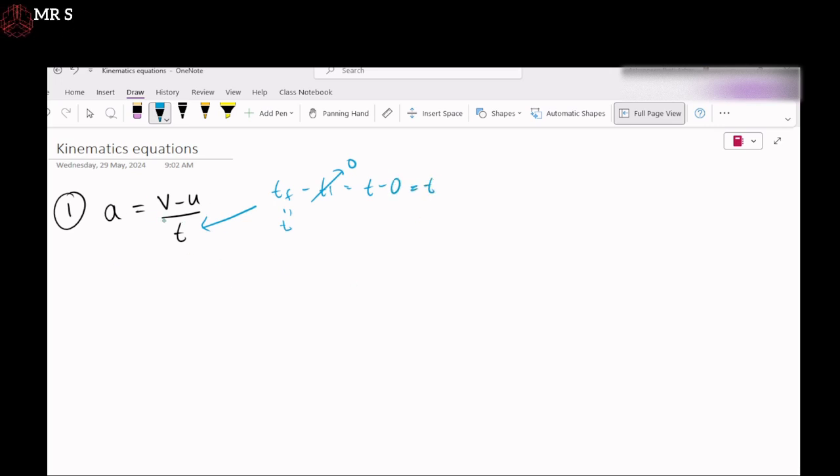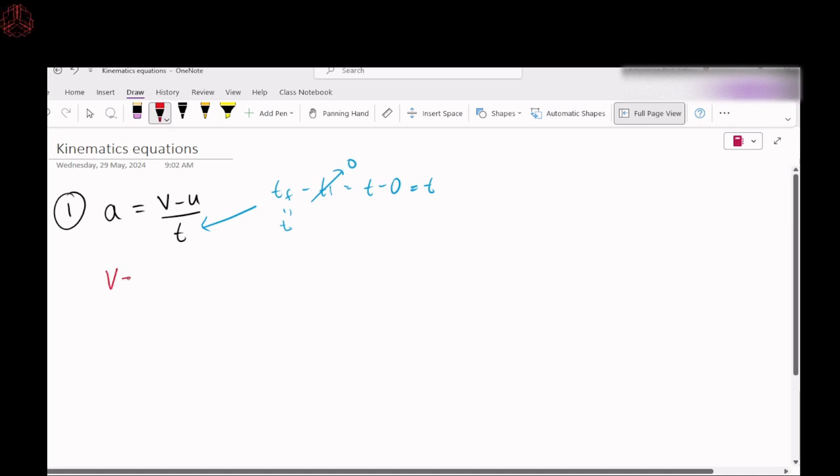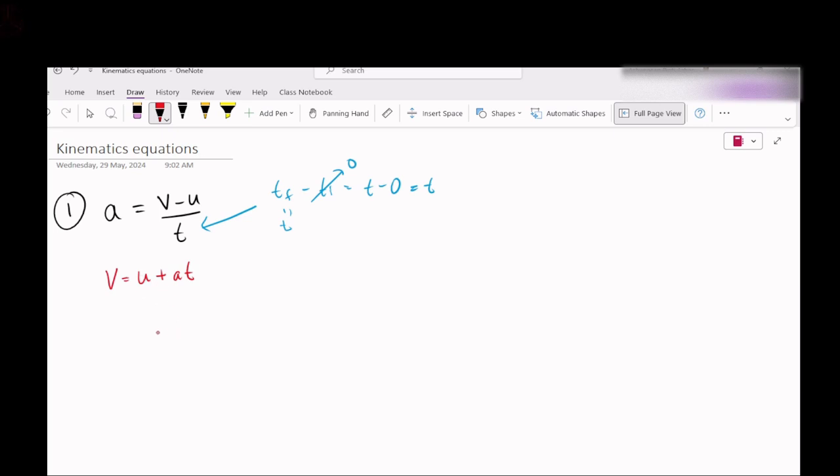So let's define that. That's the first equation that you'll have. I can just rearrange this, I'm just going to write it in red. That's the one that you need. I'm going to write this as v equals u plus at. That's the first equation.